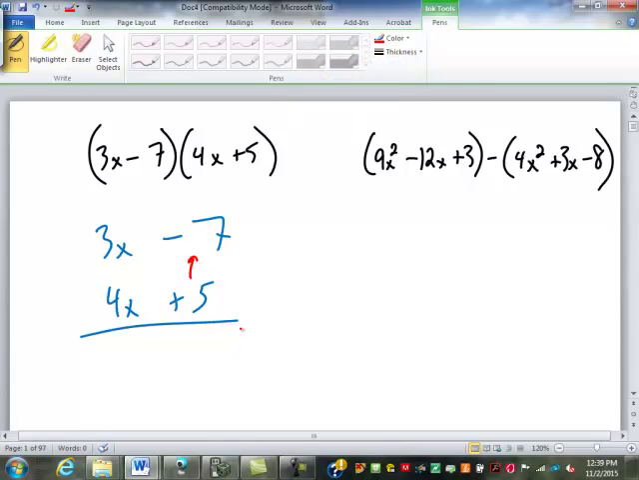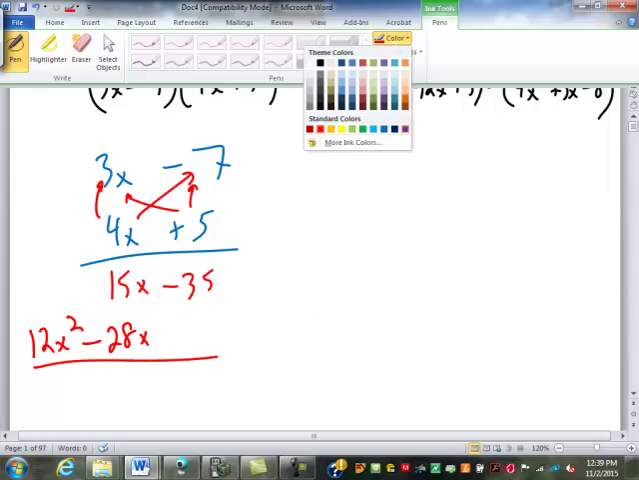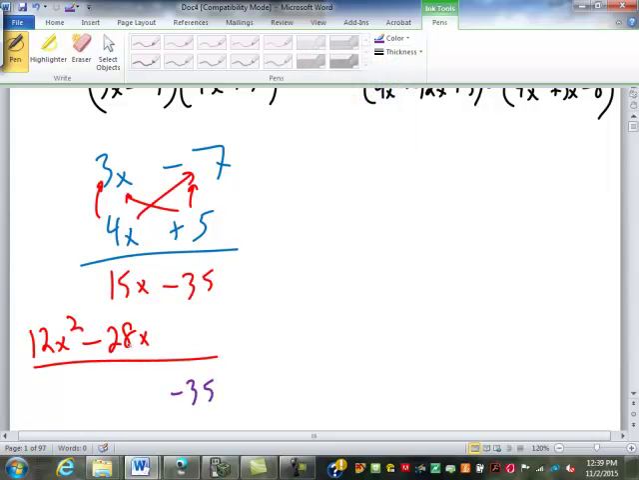What's 5 times negative 7? Negative 35. What's 5 times 3x? 15x. 4x times negative 7? Negative 28x, and that goes under the other x's. And 4x times 3x? 12x squared. So we've got a negative 35 here.